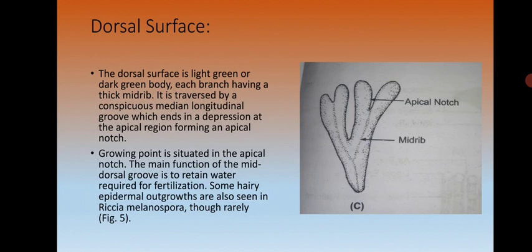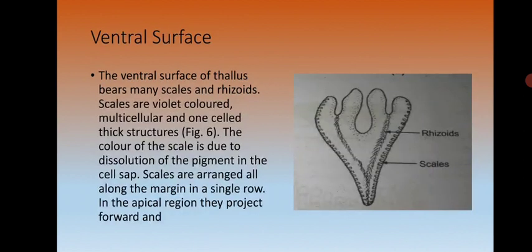Dorsal surface: the dorsal surface is light green or dark green. Each branch has a thick midrib traversed by a conspicuous median longitudinal groove which ends in a depression or apical notch-like structure. The growing point is situated in the apical notch, and the main function of the mid-dorsal groove is to retain the water required for fertilization. Some hairy epidermal outgrowths are also seen in Riccia melanospora, though rarely.